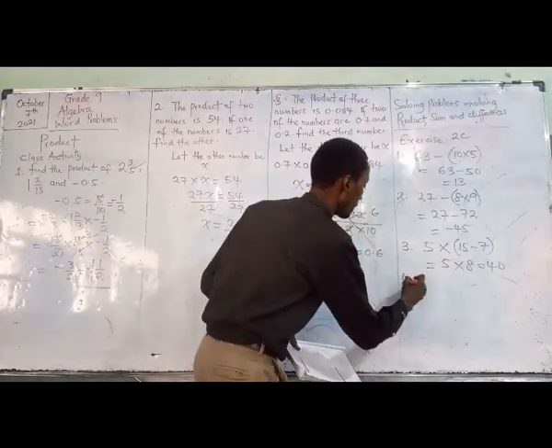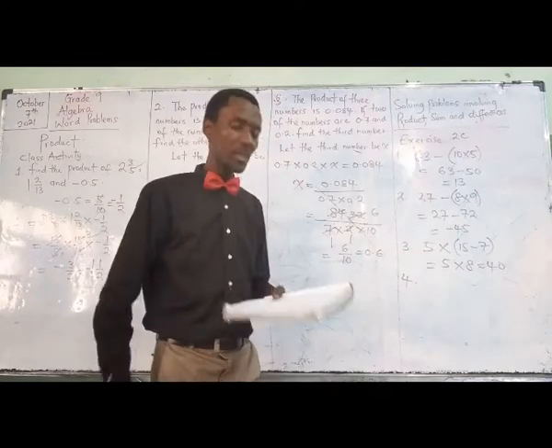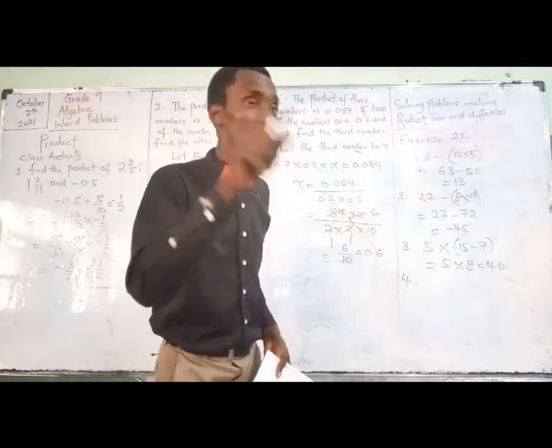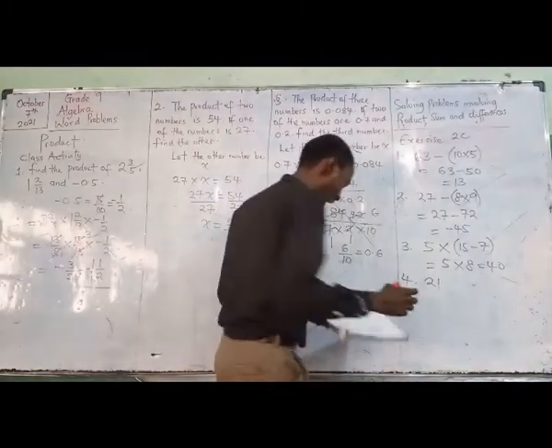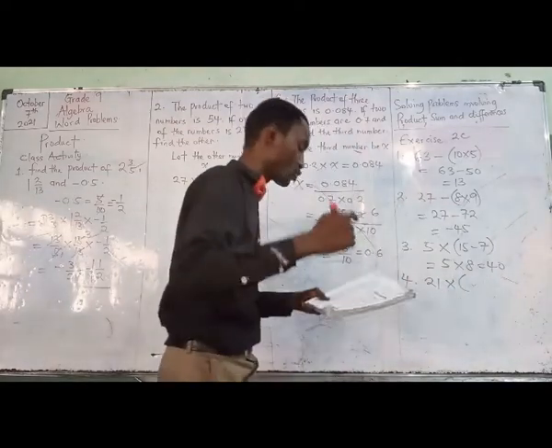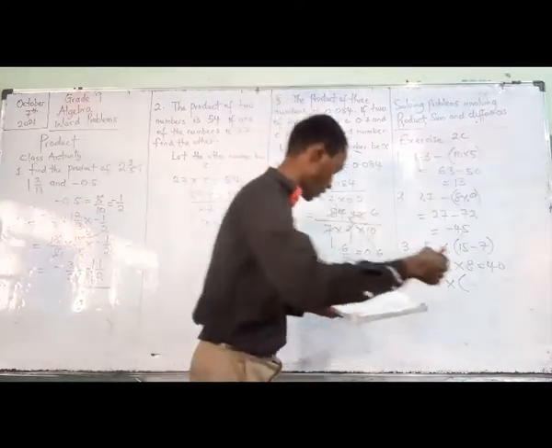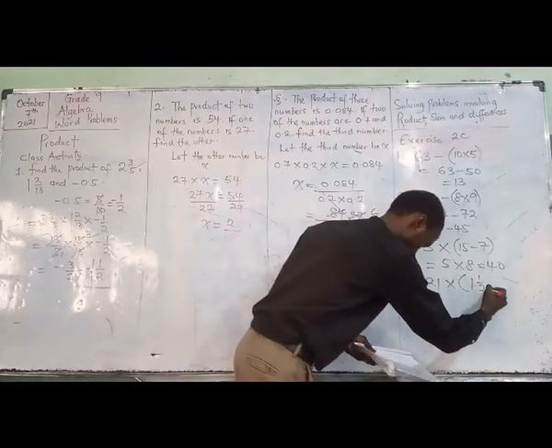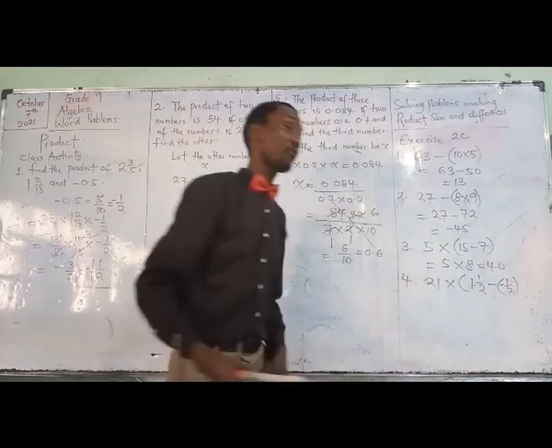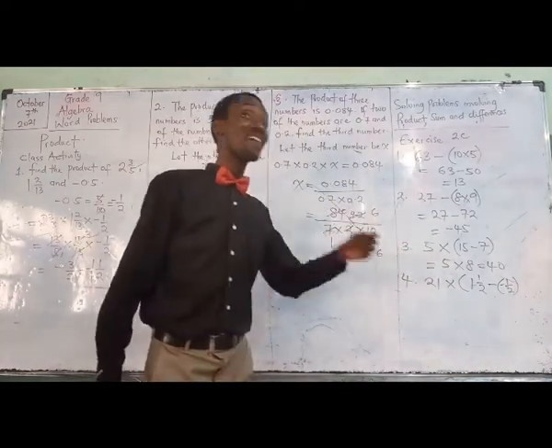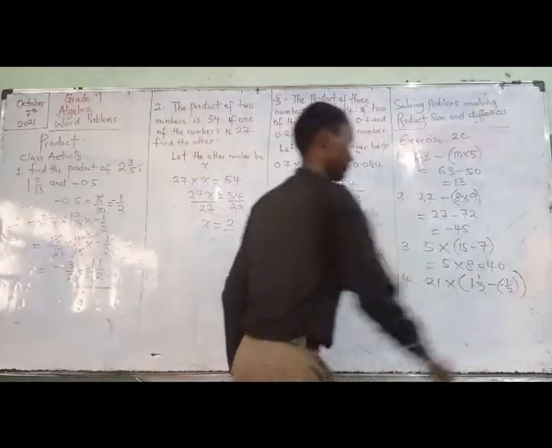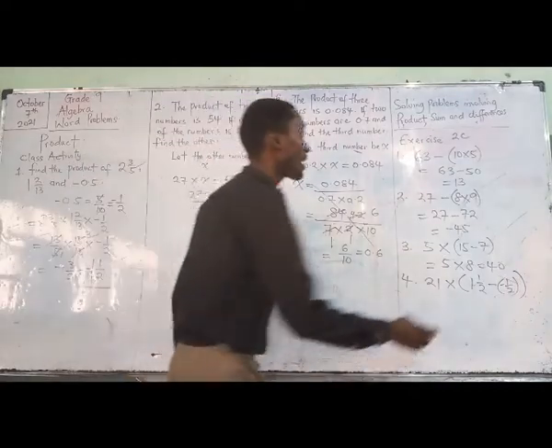Alright, so we'll do one more there. Question 4 says, find the product of 21 and the difference. It means you are multiplying. So it will be times whatever the difference is, of 1 over 2 and minus half. Find the difference of 1 half and negative half. This is what it means. So don't just say half minus.